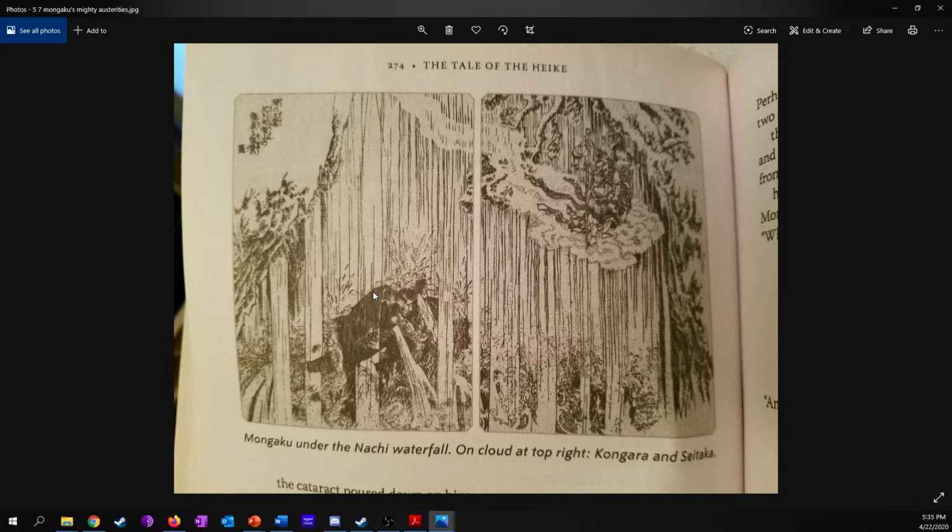And he literally gets basically killed by the waterfall several times. And then the Lord he's praying to, one of the Bodhisattvas, he gets saved by these two folks over here. He gets saved.